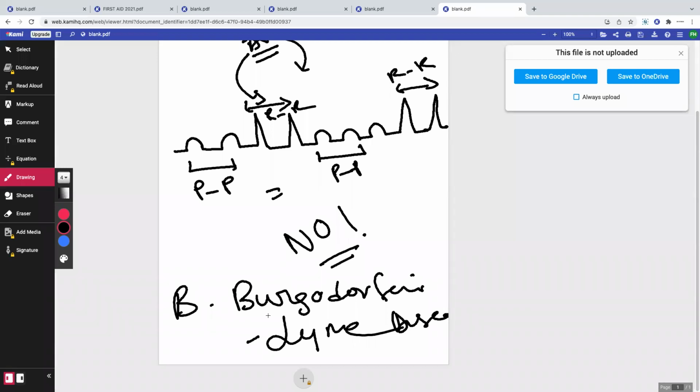Okay, can we get third degree AV block in sarcoidosis? Yes or no? The answer is yes, because what happens in sarcoidosis, do we have granuloma formations? Yes or no? The answer is yes. Those granulomas can sometimes form in the electrical conduction system and they can cause third degree AV blocks.